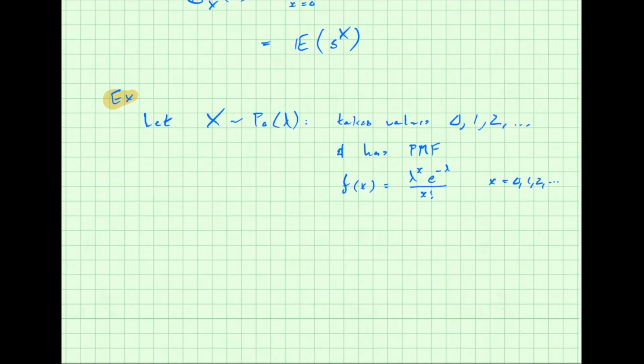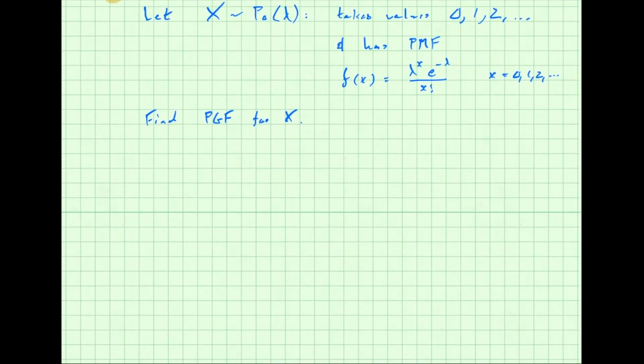So our goal is to find the probability generating function for x. We'll see this in the next lecture, but the reason we want to do this is that there's a unique probability generating function that goes along with any distribution. So in this case, there's one probability generating function that goes along with the Poisson distribution, and we're going to find out what it is. We'll start the next lecture talking about the uniqueness of this. But okay, this is what we want to do.